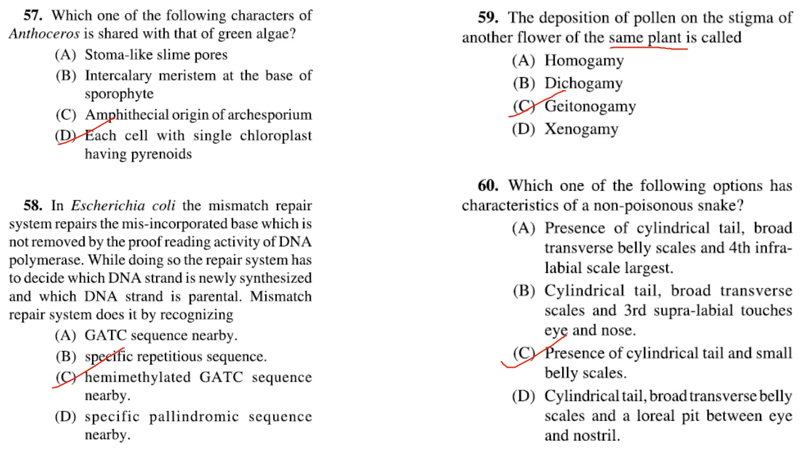Then, which one of the following options has the characteristics of a non-poisonous snake? Presence of cylindrical tail? Yes. Broad transverse belly scales and the fourth infralabial scale largest? No. Cylindrical tail, broad transverse scales and third supralabial touches eye and nose. Presence of cylindrical tail and small belly scales. That is the characteristic of a non-poisonous snake. So answer here is option C.